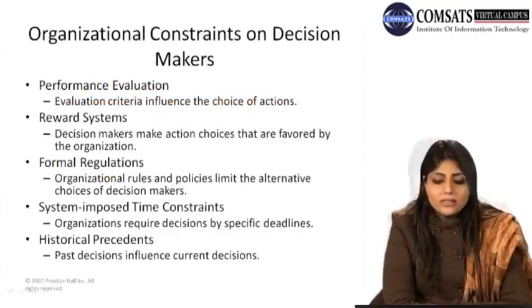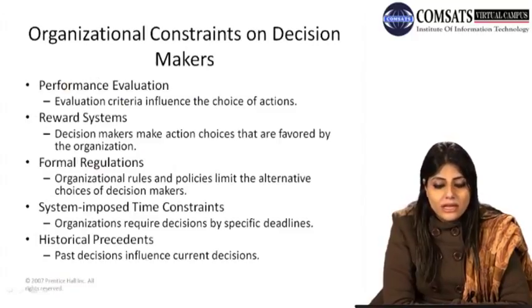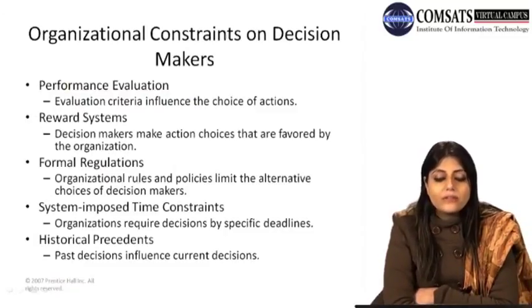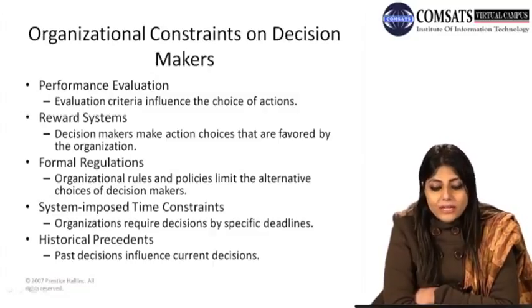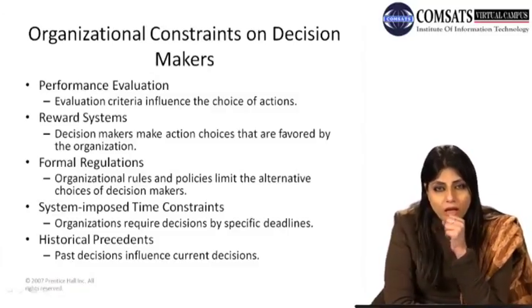There are certain constraints placed by the organization on the decision makers, such as performance evaluations and reward systems, where decision makers make action choices that are favored by the organization. Then there are formal regulations, formal rules and policies, that put a limit on our alternative choices in decision making. Then there are imposed systems, such as time constraints.